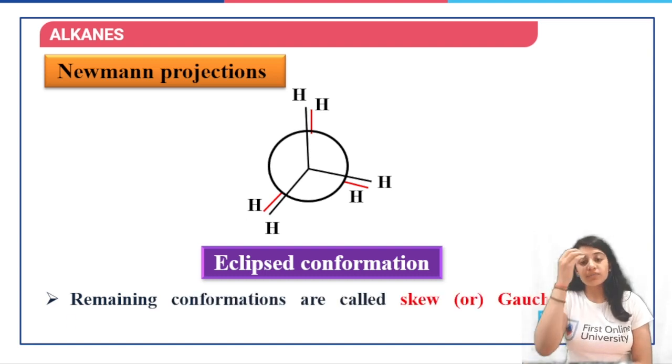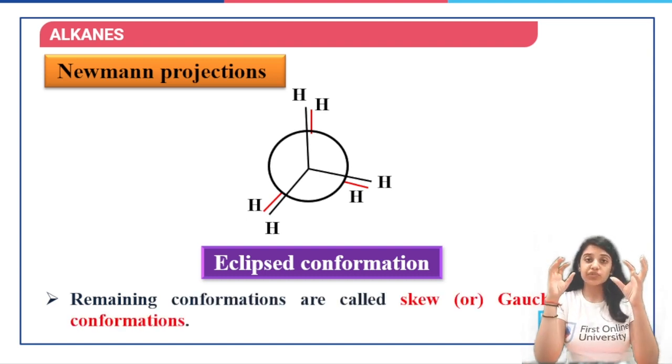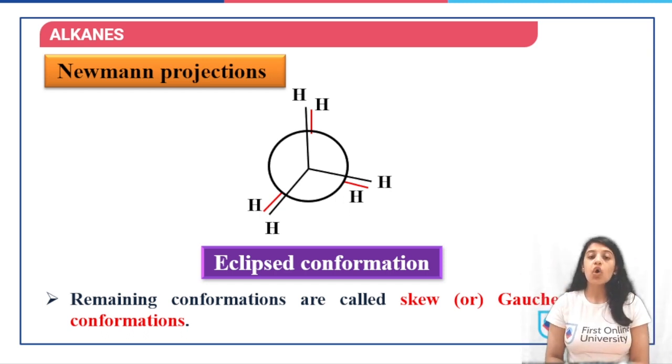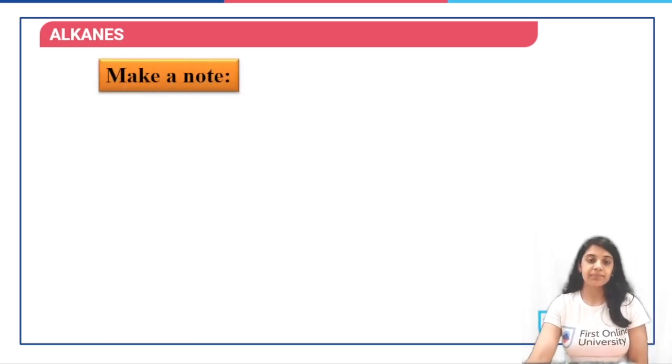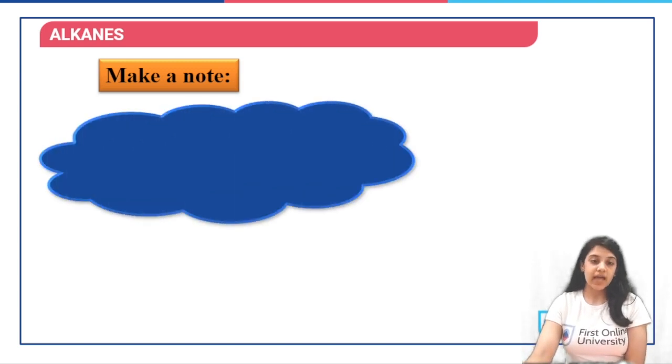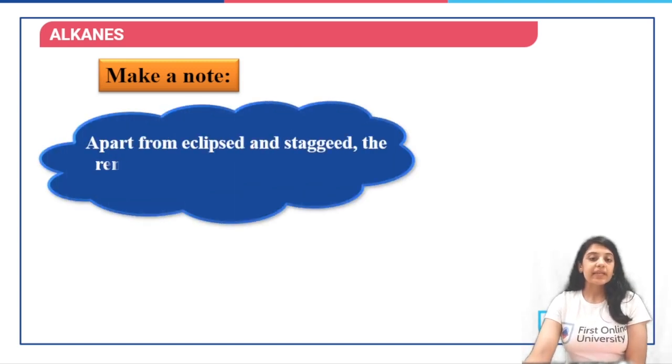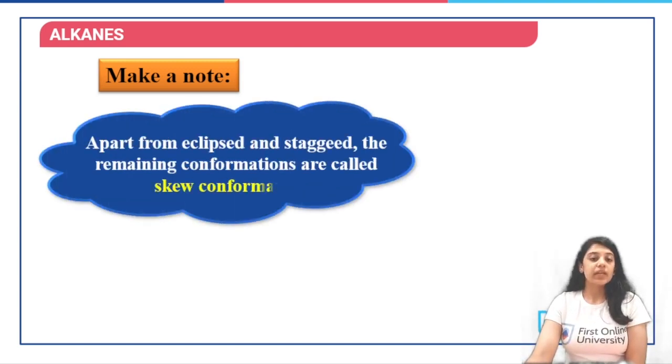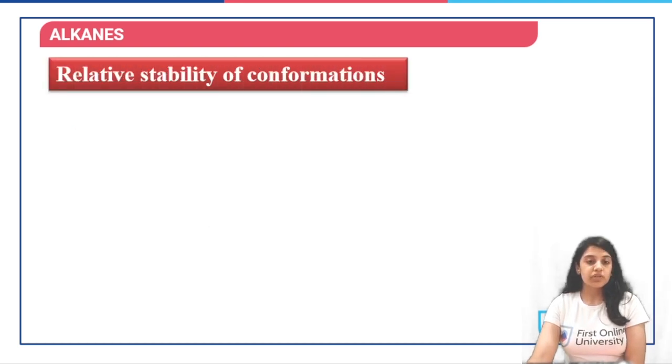So the remaining conformations in between these two extreme conformations, that is staggered and eclipsed, are called skew or gauche conformation. Make a note of the fact that apart from the eclipsed and staggered conformation, the remaining conformations are called skew conformations. Let us look at the relative stability.